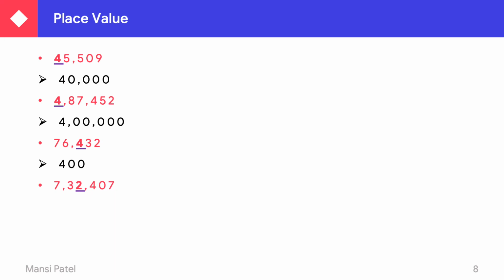Next number is 7,32,407. Here 2 in the group of 1000. Therefore, you have to write down 2000. That is the answer of the place value of 2. Then 3,40,567. Now the place value of 0 is always 0. So the place value of 0 is 0 only.